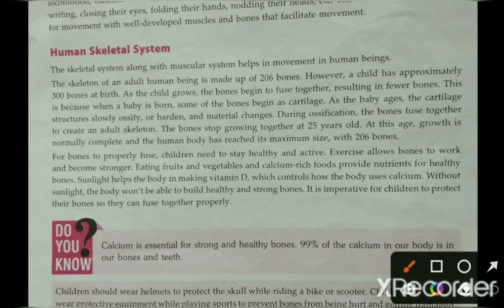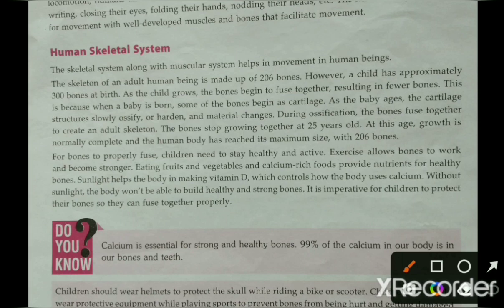The child needs to stay healthy and active to fuse these bones. For the bones to properly fuse, they should be very healthy and active. They should get good nutrition. They have to take calcium-rich food, as well as vitamin D, which also should be properly present in their body, because vitamin D is the one which controls how the body uses the calcium. Without sunlight, the body won't be able to build up healthy and strong bones.